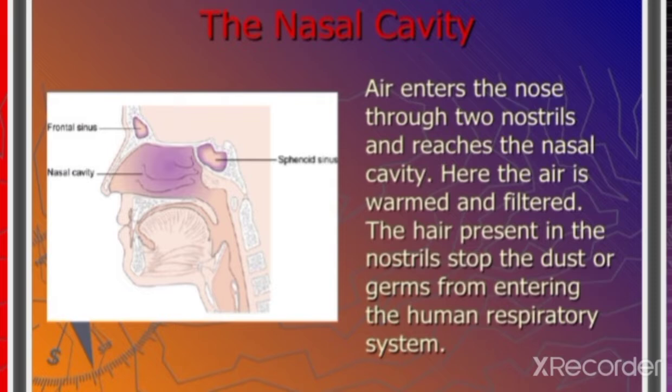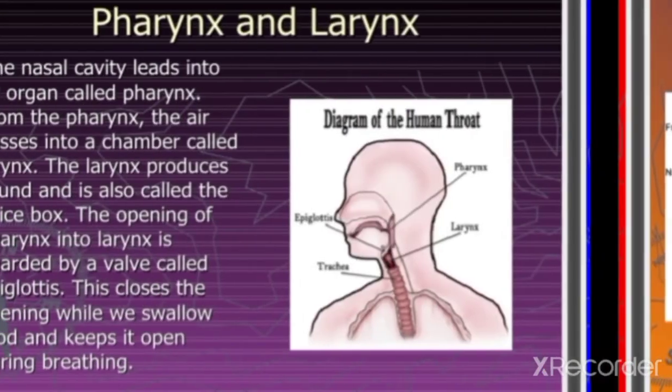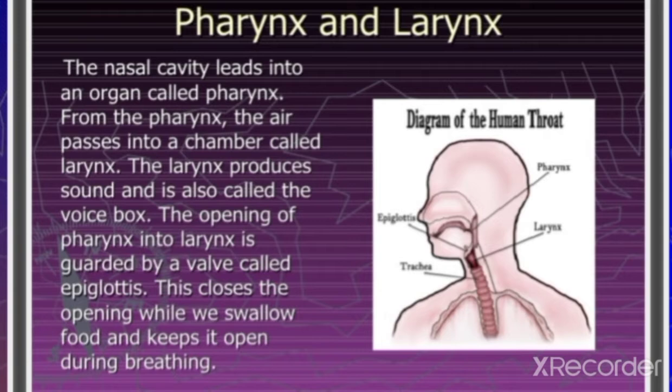It is warmed and filtered, and then the air present inside the nostril stops all the dust particles and germs, and these stick in the form of mucus so that these germs do not enter the lungs. Thus the inhaled air inside your nose is cleaned by the hair and mucus present in the nasal cavity. Okay, after the nasal cavity are your larynx and pharynx and trachea also.